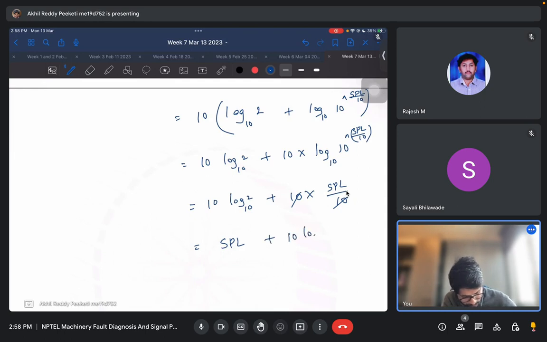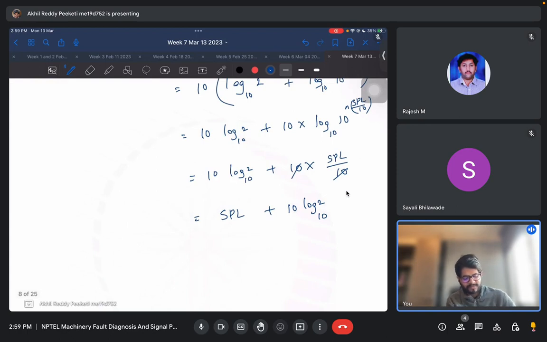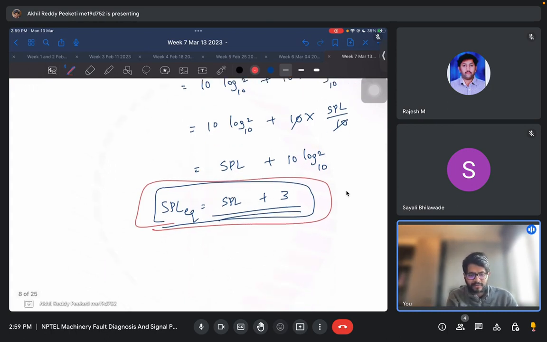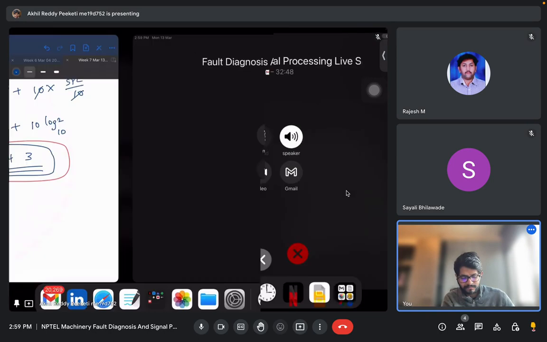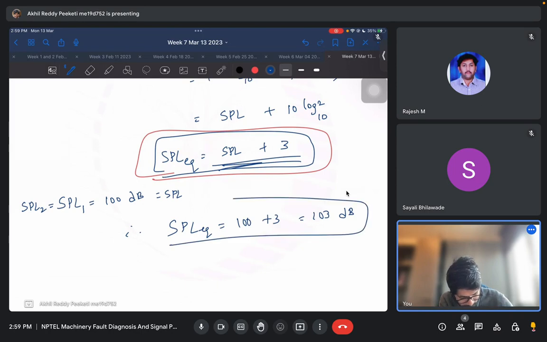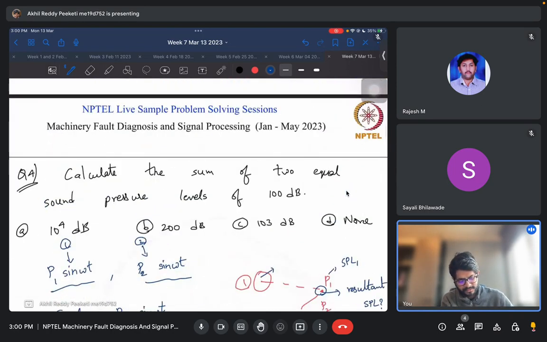So SPL plus, what is log 2 of 10? It's 0.3. So this becomes SPL plus 3. So when you are adding two same pressures, the equivalent SPL is just the actual SPL plus 3. In this question, since SPL is given as 100 decibels, the equivalent SPL would be simply 100 plus 3 equals 103 decibels. 103 is the answer.